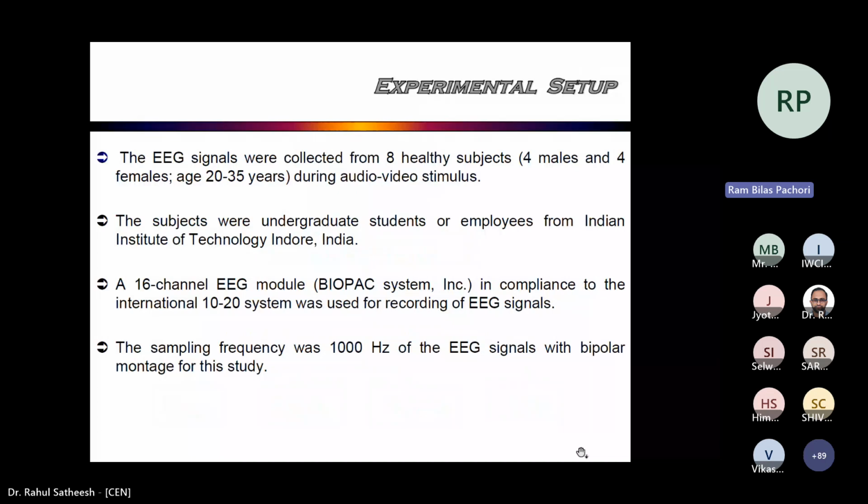So this is the EEG signals recording process. The EEG signals have been collected from 8 healthy subjects, 4 males and 4 females, whose age varies from 20 to 35 years, during audio video stimulus. The subjects were undergraduate students or employees from IIT Indore. A 16-channel EEG module BioPac system in compliance with the International 10-20 system was used for recording EEG signals, and the sampling rate was 1000 Hz with bipolar montage for this study. Next slide, please.